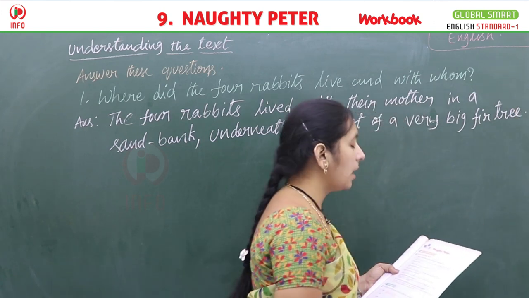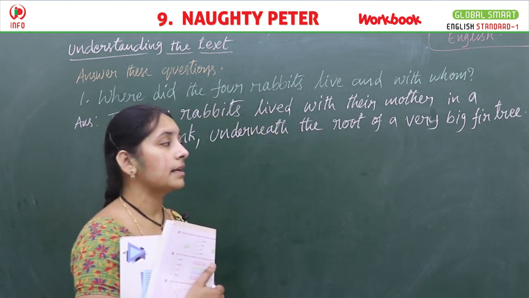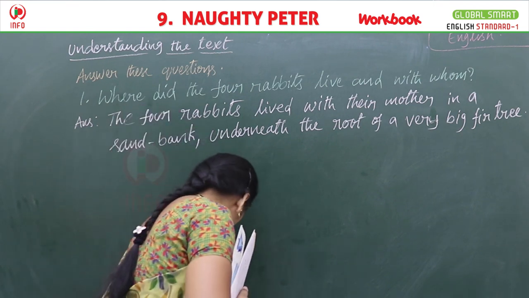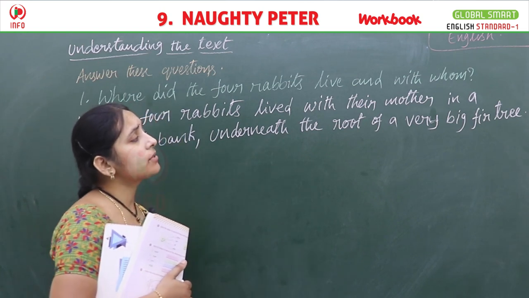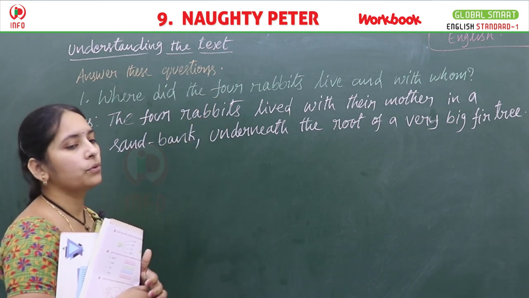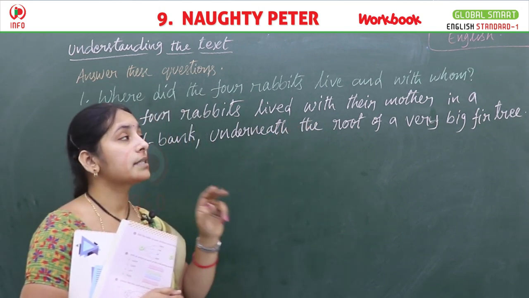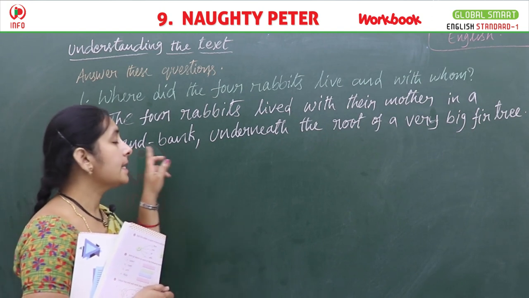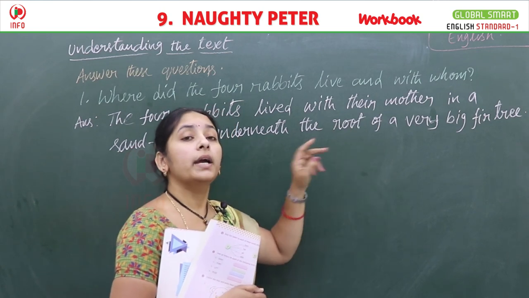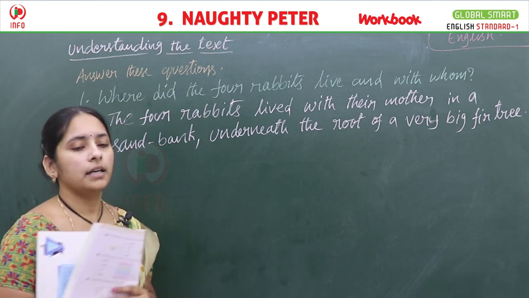So underneath the root of a very big fir tree. Fir tree means, you know, green with cones, green cones, right, ma? So there the rabbits are living. So what? Where did the four rabbits live and with whom? The four rabbits lived with their mother in a sand bank. Where is the sand bank? Underneath the root of a very big fir tree. There they are living. Right, ma?